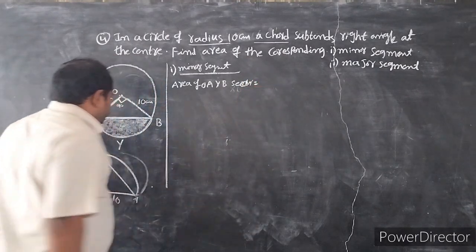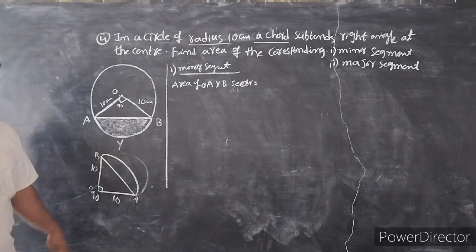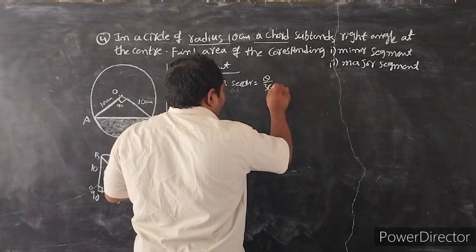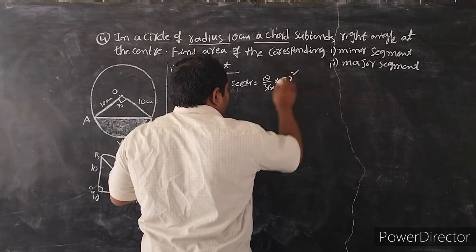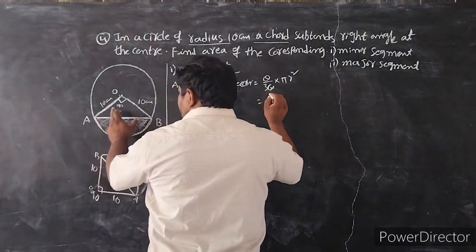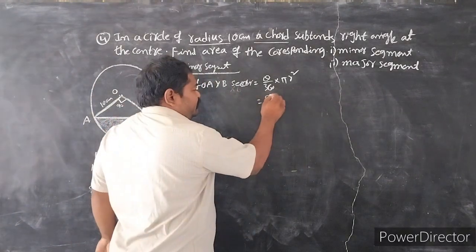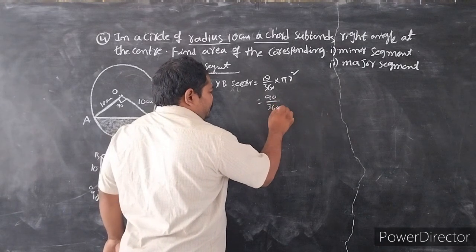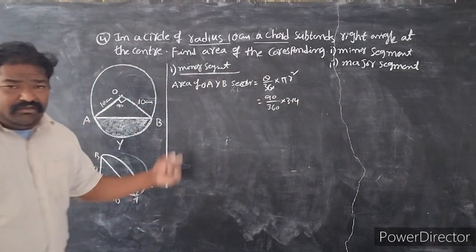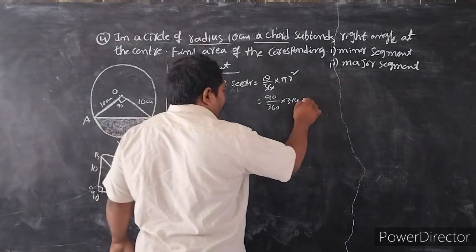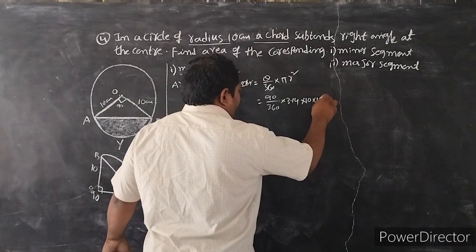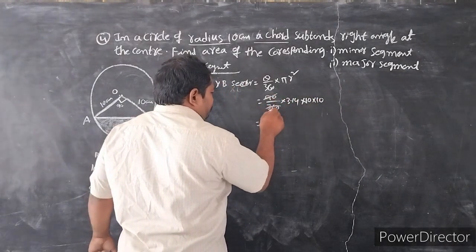In this sector we have 90 degrees. The area of a sector is theta by 360 into pi r square. Which means the angle they give. What is the angle? 90 degrees. Therefore 90 by 360 into pi, which stands for 3.14, or sometimes we take 22 by 7. 3.14 they suggest. R square stands for radius into radius, 10 into 10.